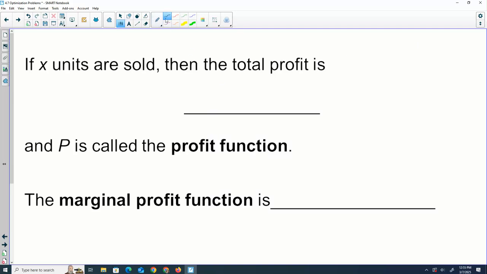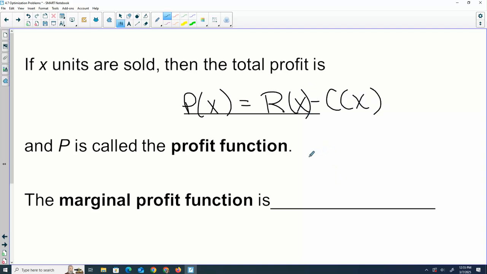How do we find profit? Revenue minus cost. Unfortunate notation, but they typically use capital P for profit and lowercase p for price. So profit is revenue minus cost, the amount you bring in minus the amount you spend. And then marginal profit would of course be the derivative of profit, or R prime minus C prime if you wanted.